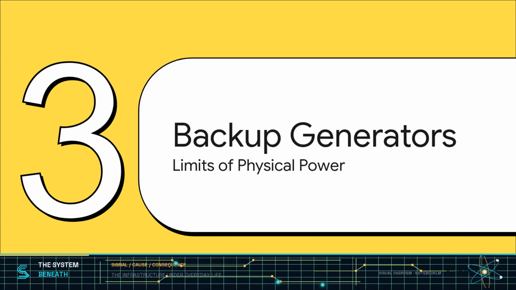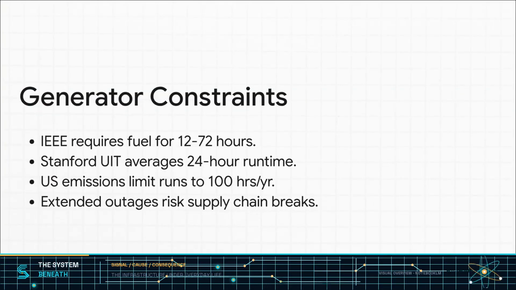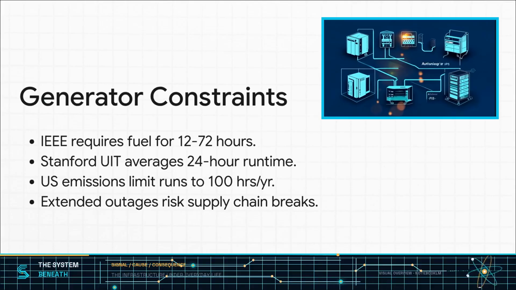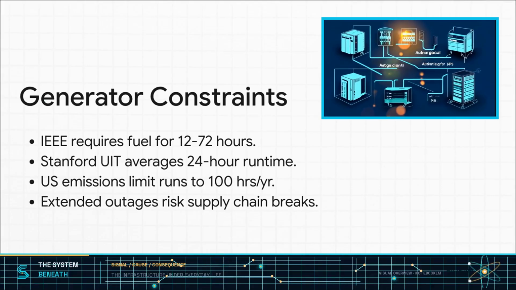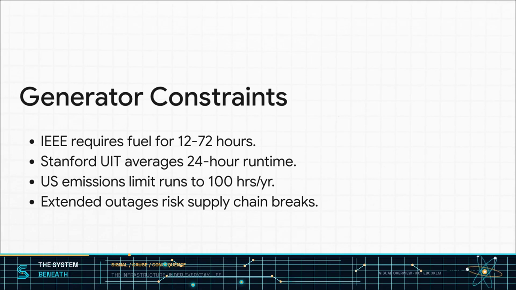Which brings us to section 3, backup generators and constraints, the limits of physical power. Running a facility on backup generators brings some severe physical and regulatory limits into play. For instance, IEEE standards dictate that generator fuel supplies have to support continuous operation for a minimum of 12 to 72 hours. To put that into a real-world perspective, Stanford University IT notes that their technical facility generators have an average on-site runtime of about 24 hours.